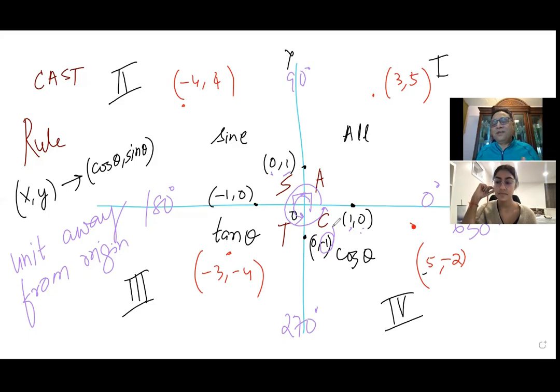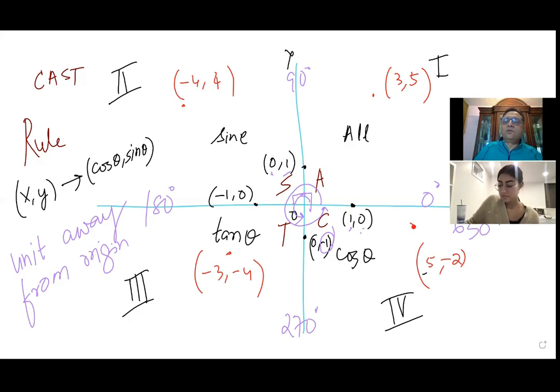Is that clear? Yes. So here we have reviewed the points which are unit distance plus any point in the quadrant plane. If it is in quadrant 1, all are positive. In 2, sine is positive. In 3, tan is positive. And in 4, cosine is positive. Is that clear to you? Yes. Perfect. So let's move forward from here.